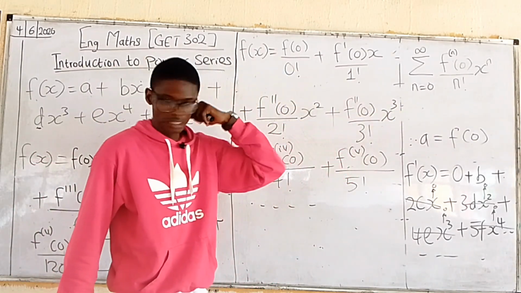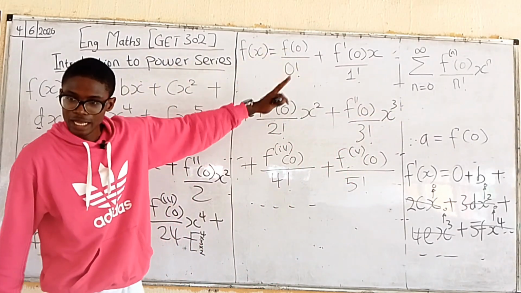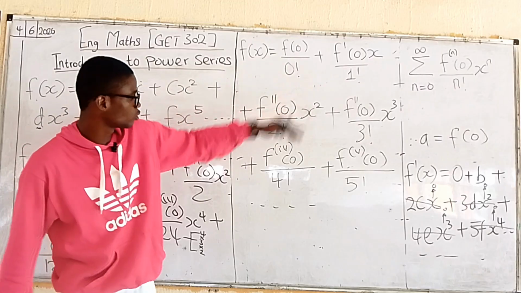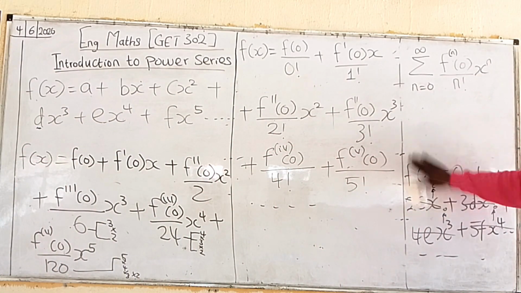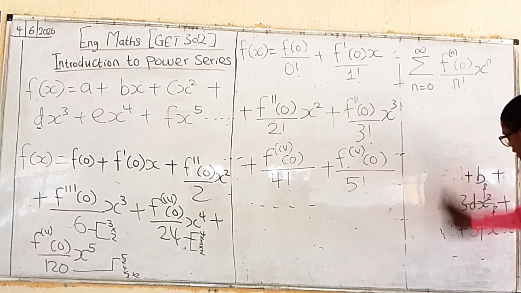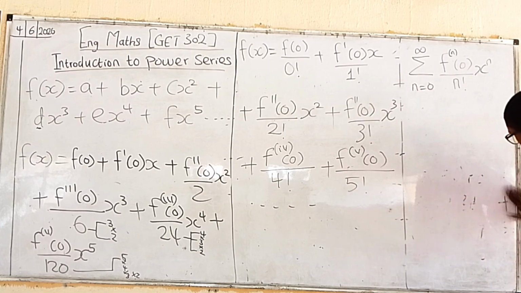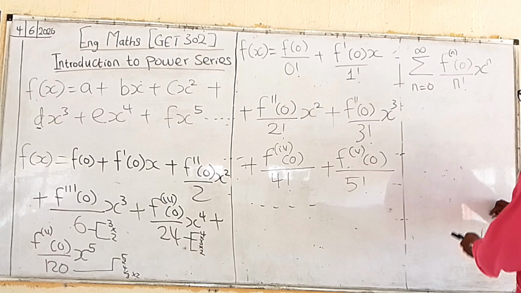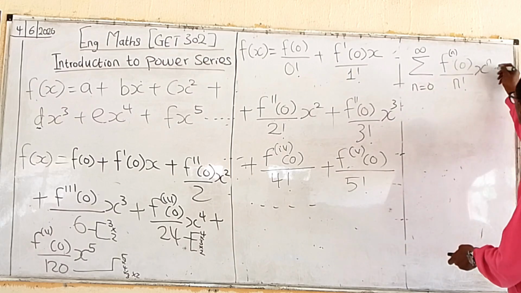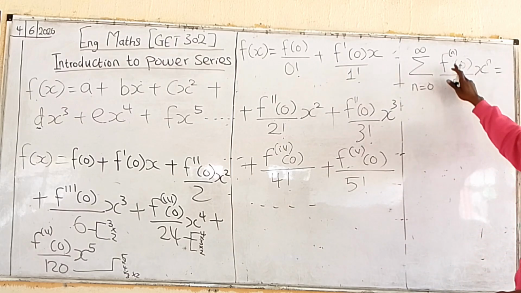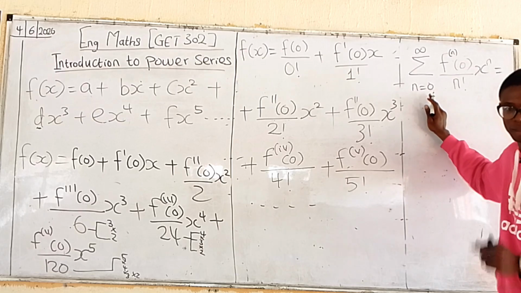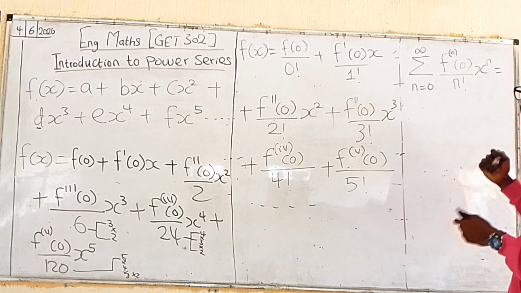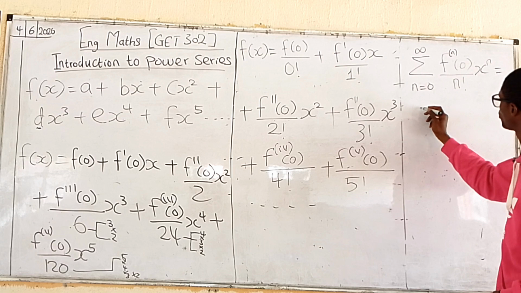I have this formula now. Let's see whether it tallies with what we did. Please, can you check it for me? According to what it says, let's see whether it tallies. So we have this now. If you want to expand it, what will it be? We are starting from 0. Please let everybody be very attentive here. If you are starting from 0, it means you have f.